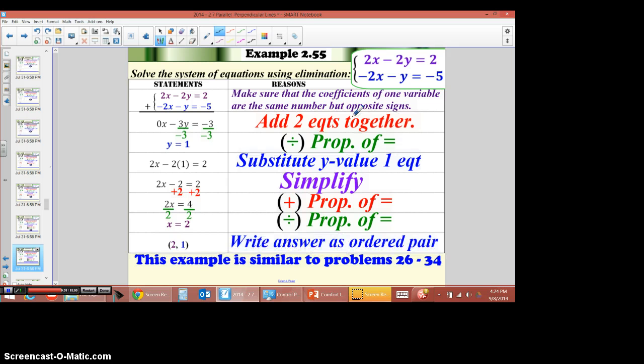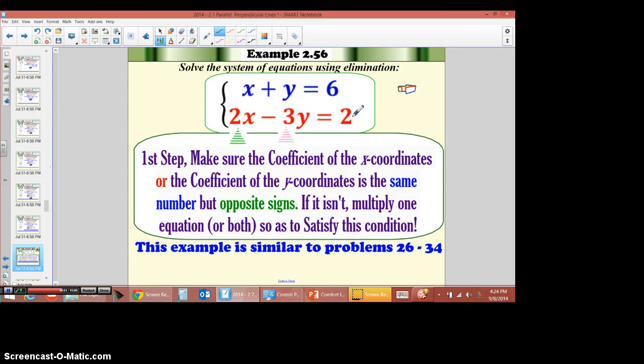I write the answer as an ordered pair. (2, 1) works for this equation, always. And we use the elimination method. It won't always be that cute, though.